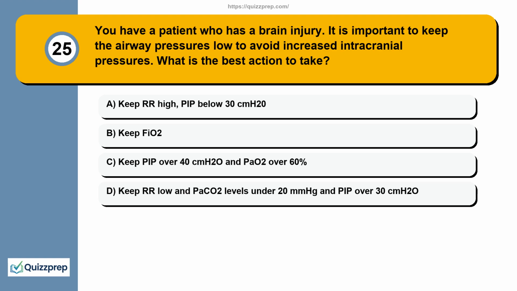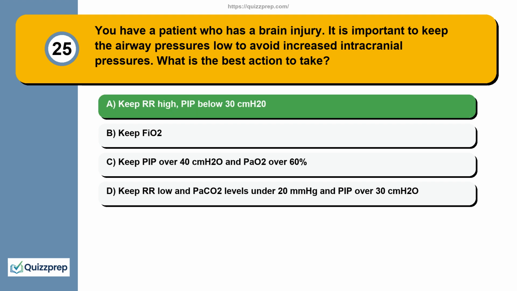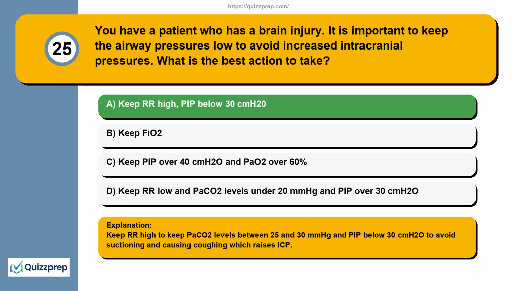Question 25. You have a patient who has a brain injury. It is important to keep the airway pressures low to avoid increased intracranial pressures. What is the best action to take? Keep RR high, PIP below 30 cmH2O. Keep FiO2. Keep PIP over 40 cmH2O and PaO2 over 60%. Keep RR low and PaCO2 levels under 20 mmHg and PIP over 30 cmH2O. Keep RR high to keep PaCO2 levels between 25 and 30 mmHg and PIP below 30 cmH2O to avoid suctioning and causing coughing, which raises ICP.